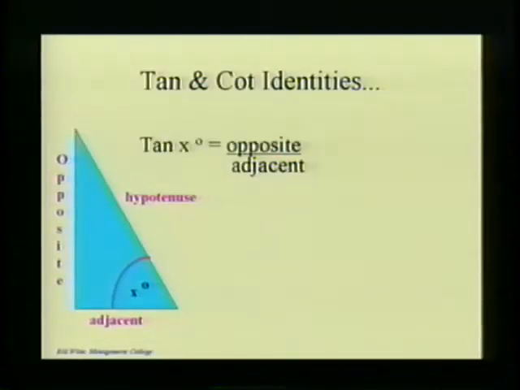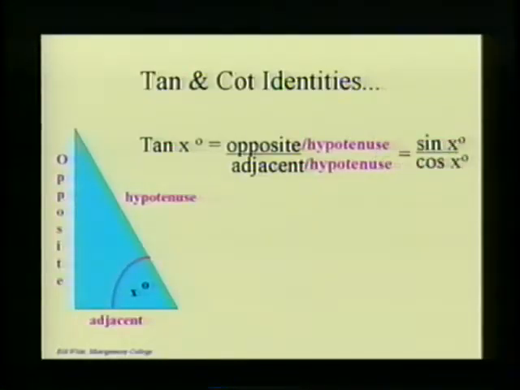Okay, consider that the tangent is the opposite over the adjacent. Okay, we know that. Big deal. If we divide the whole top by hypotenuse and the whole bottom by hypotenuse, the opposite over the hypotenuse over the adjacent over the hypotenuse, couldn't we say that the tangent is the same as the sine over the cosine? And it is. Okay, and that's going to be our way of getting rid of the tangent. We're going to change it into the sine over the cosine. Okay?